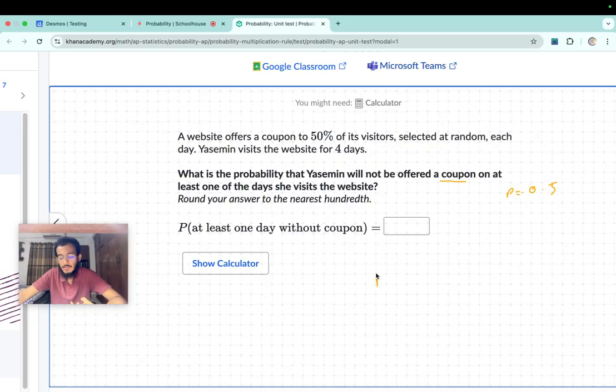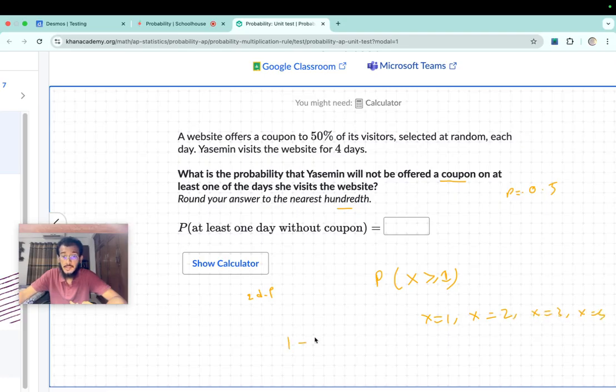So at least one means probability of x, representing the success. At least one means greater than or equal to 1. What is the probability that Yasemin will not be offered a coupon on at least one of the days she visits the website? Round your answer to the nearest hundredth, so two decimal places. Probably at least one day without a coupon is x equals 1, x equals 2, x equals 3, x equals 4. A lot of work.